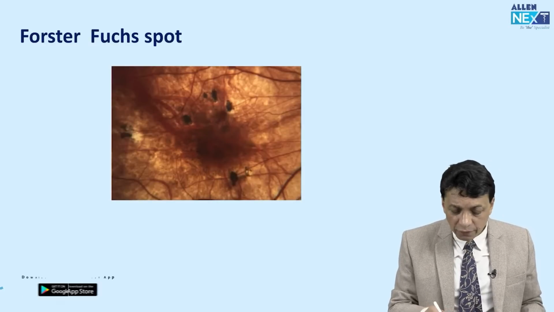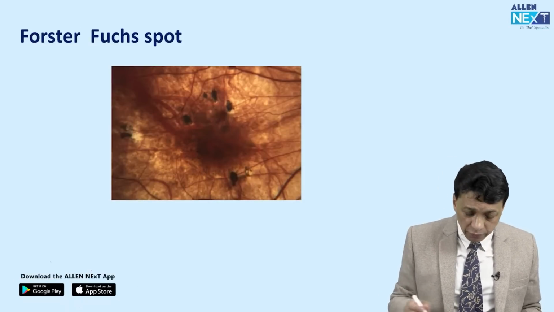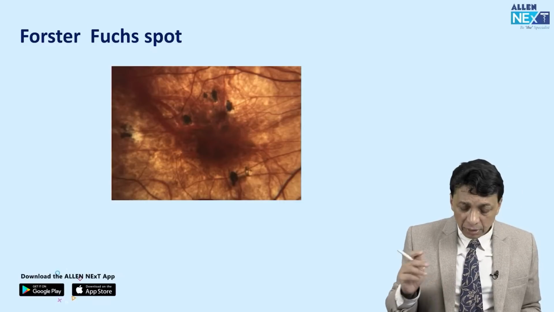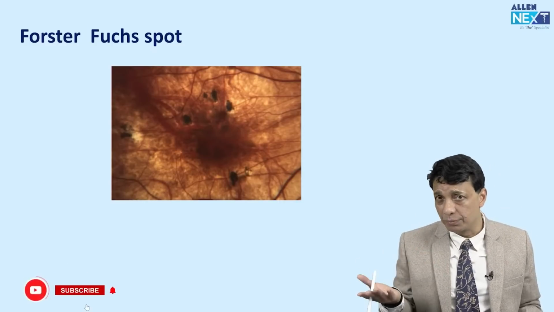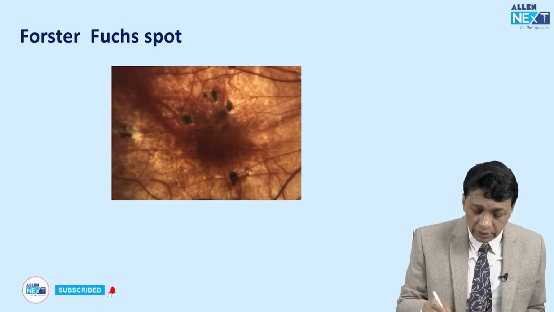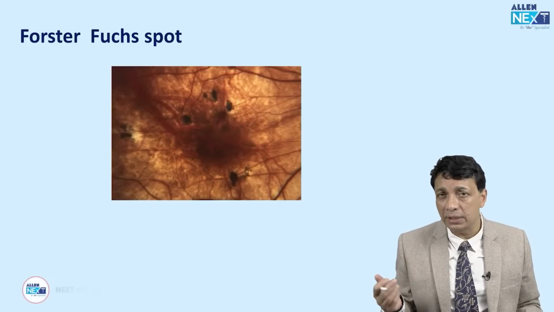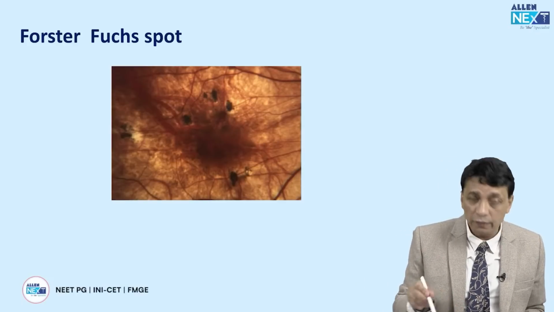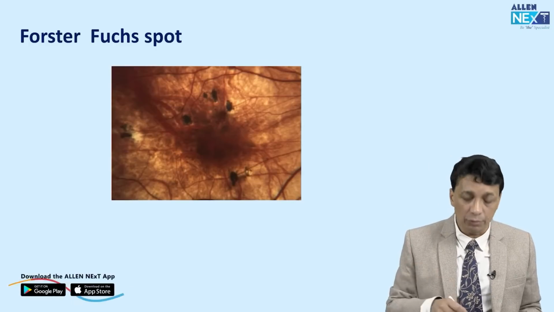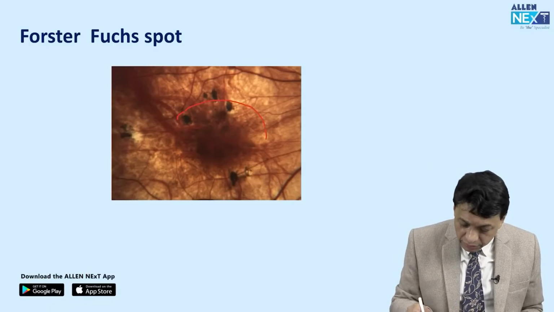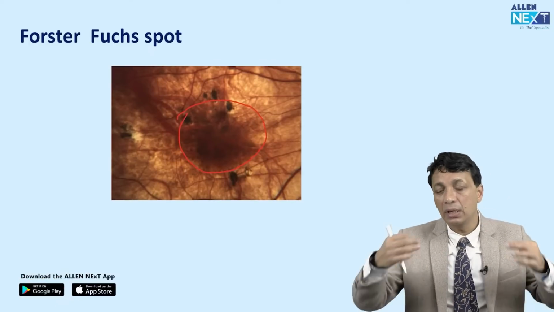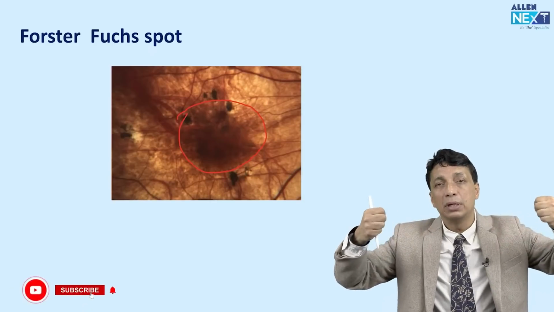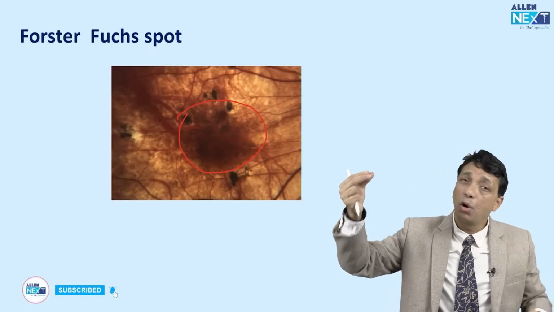And then another spot is the Foster-Fuchs spot. Look at that. Foster-Fuchs, please do not confuse this with the Dalen-Fuchs spots. Remember, Dalen-Fuchs spots are nodules in the choroid in sympathetic ophthalmitis. This is Foster-Fuchs spot. This is different from Dalen-Fuchs. What is that? Foster-Fuchs spot is, you see in high myopia, because of stretching of the eyeball, the blood vessels rupture and they cause bleeding.